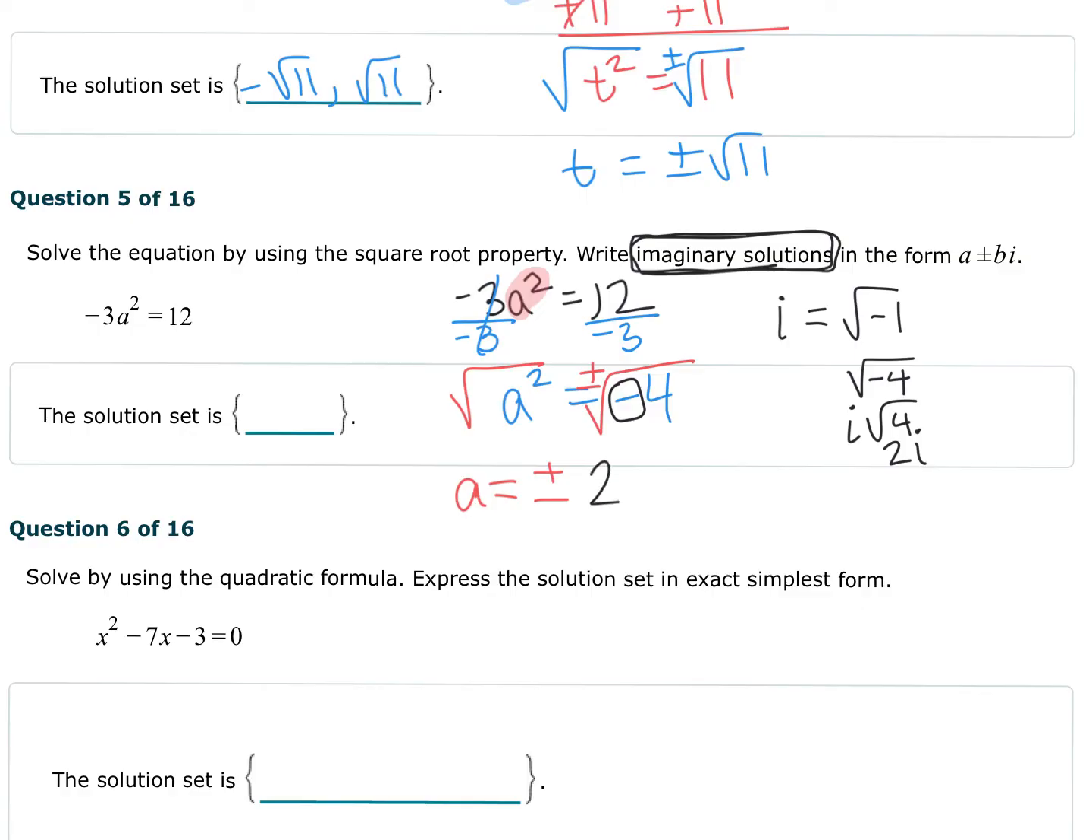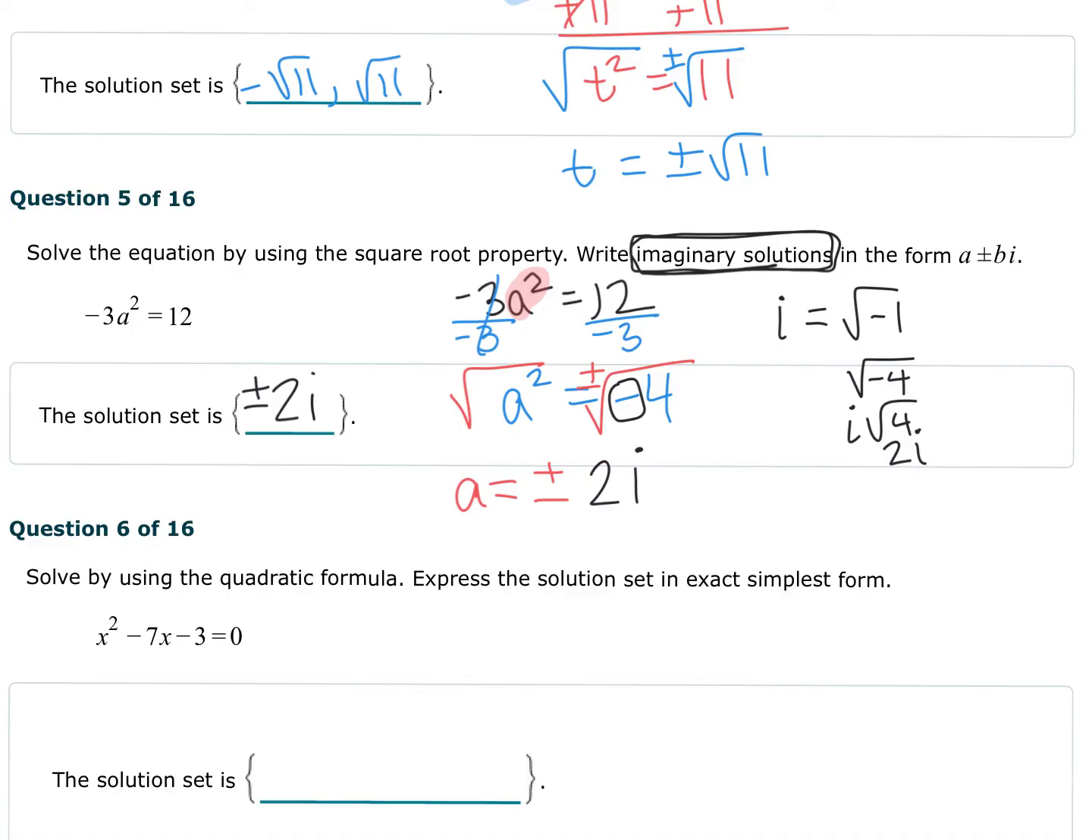So I end up with plus or minus 2i. And once again, I can write that as plus or minus 2i, or I can separate the two solutions, which would be negative 2i, comma 2i. All right, let's move on to number 6.